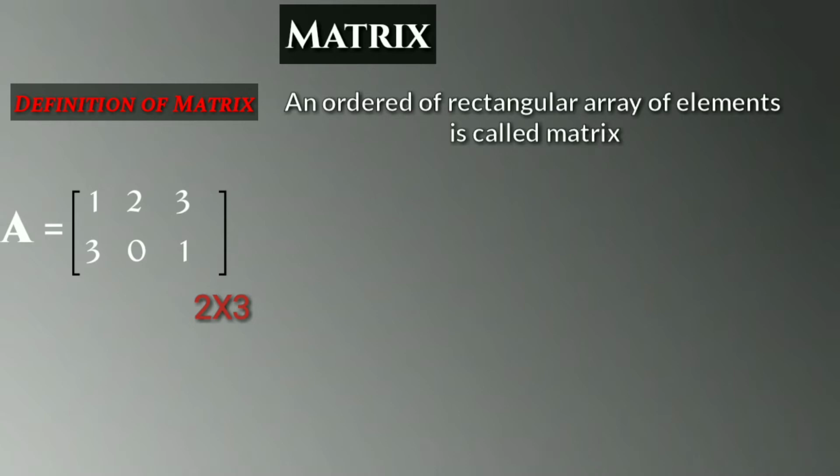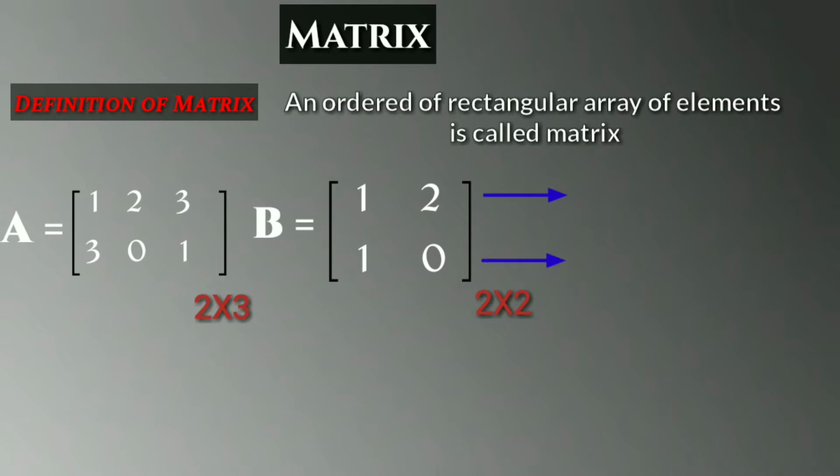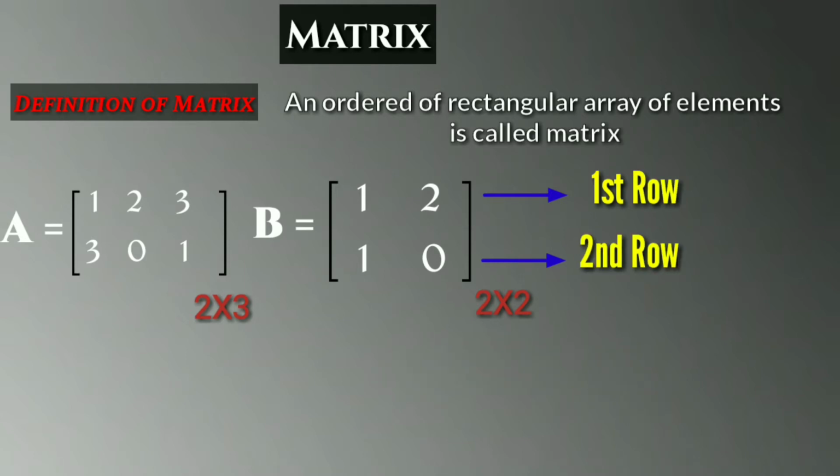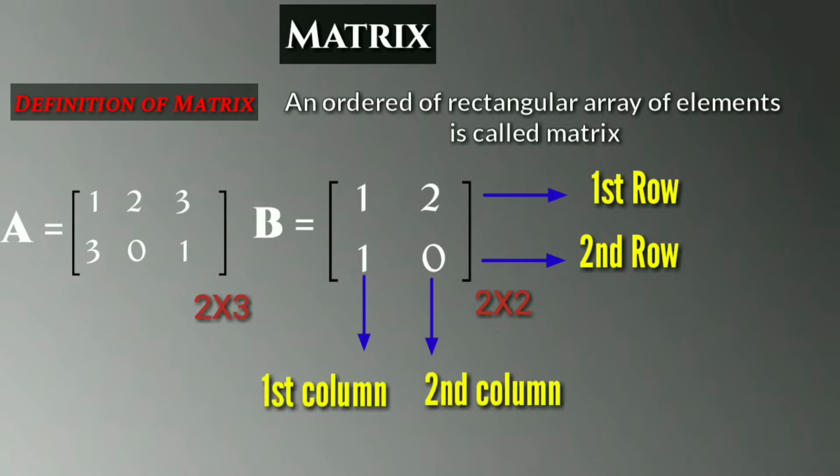Let's take another example to understand. B is equal to the matrix 1, 2 and 1, 0. It is a matrix and it is 2 cross 2. Here 1, 2 is the first row and 1, 0 is the second row. And 1, 1 is the first column and 2, 0 is the second column. So it is 2 cross 2. M by N means rows by columns.